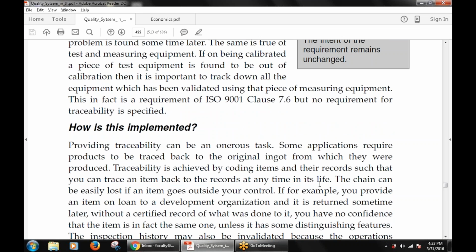Traceability is achieved by coding items and their records, such that you can trace an item back to the record. So whatever record is available, you can trace the item back to the record at any time in the line. That is the traceability advantage. You can trace anything at any time in the line, and the chain can easily be lost if an item got outside your control.